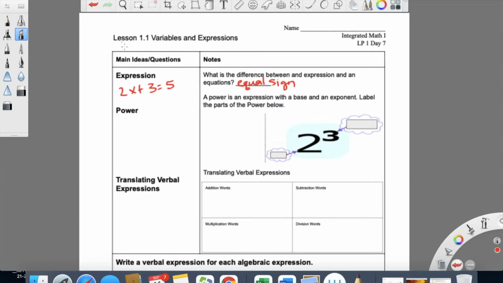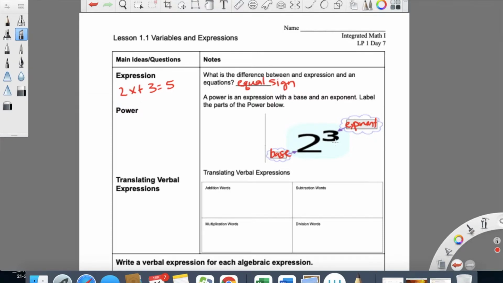So let's go down to the next piece here. Power, that's the next part in this lesson that they want us to understand. Power is an expression, remember we just talked about expressions, with a base and an exponent. Label the parts of the power below. So the entire thing is a power, 2 to the third power. That's how we say that. So this is our base, the 2. The big number is called the base, right? The exponent is the little number that's raised up, okay? So that's just the difference between these two pieces.